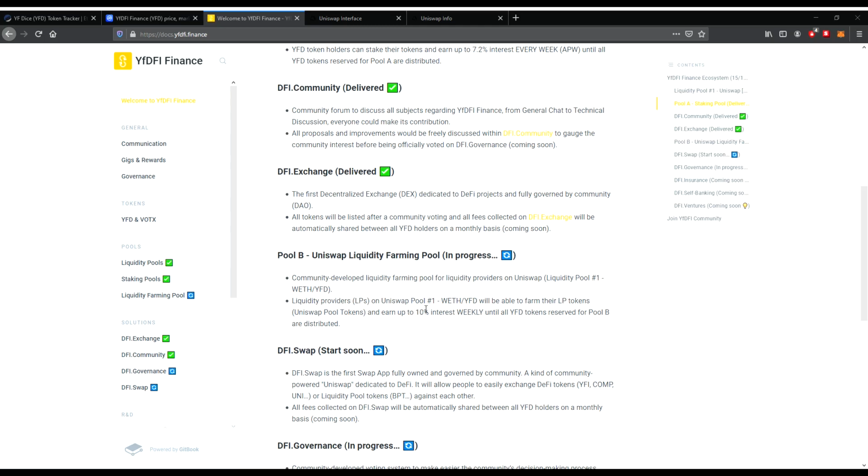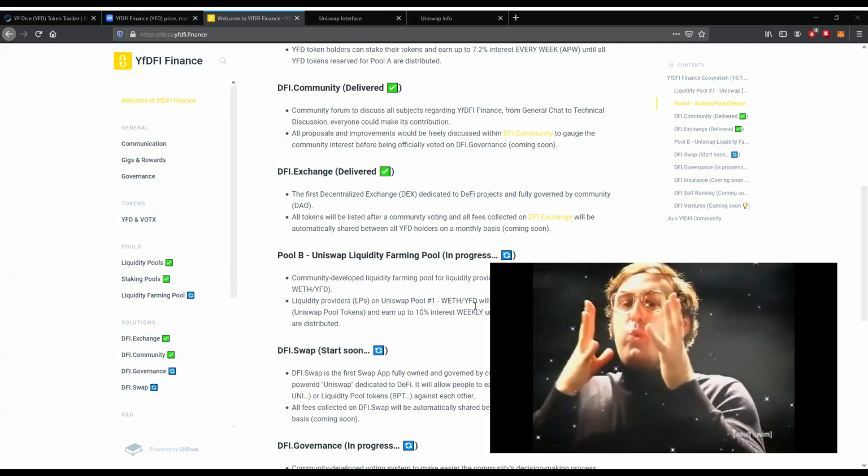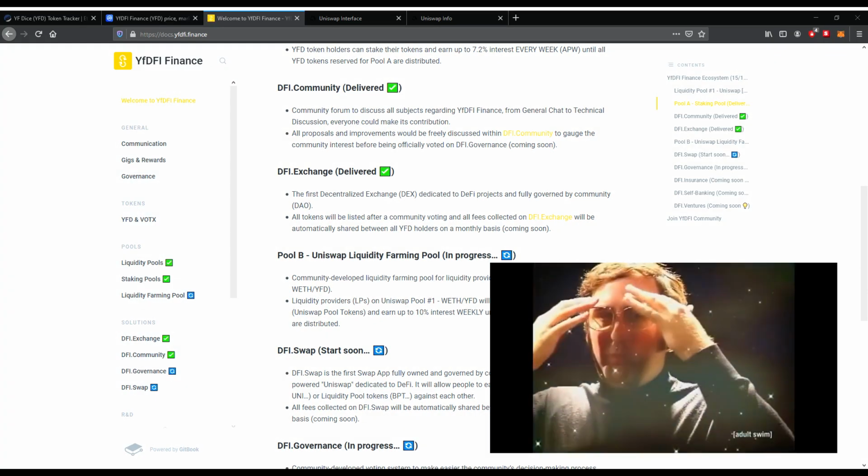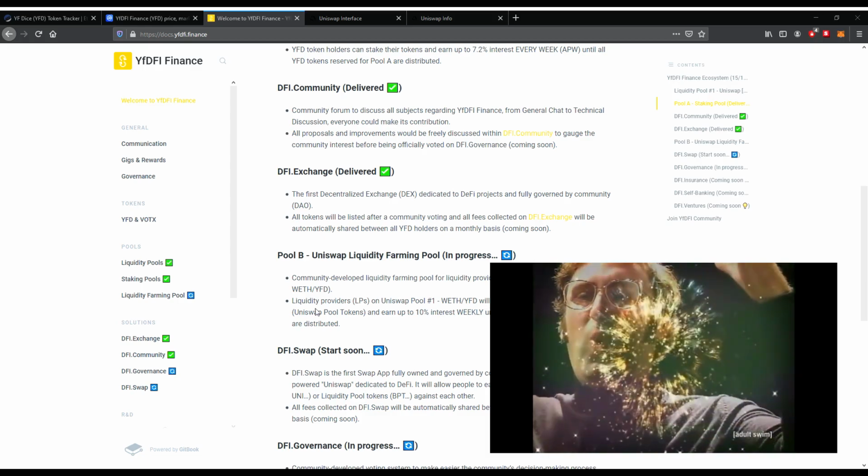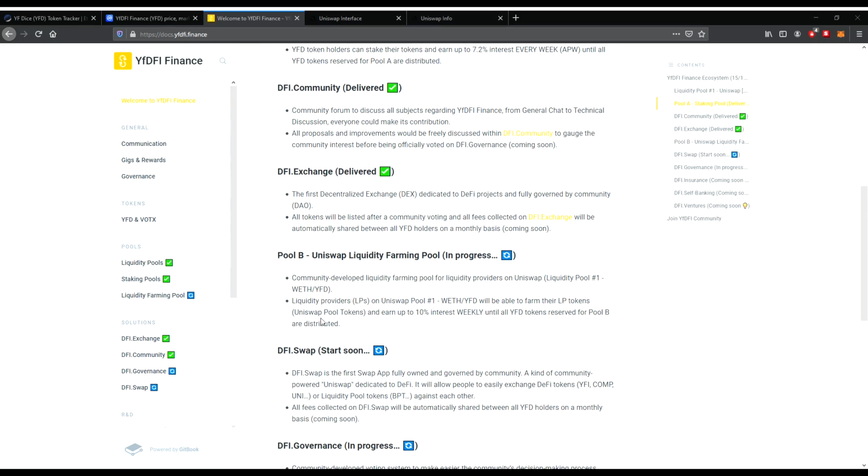So what does this mean? 10% earnings, this is awesome, perfect. For staking at the moment you only have like 7.2% each week. So wow, that's just wow.